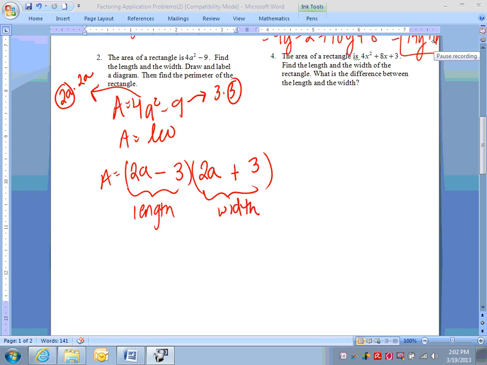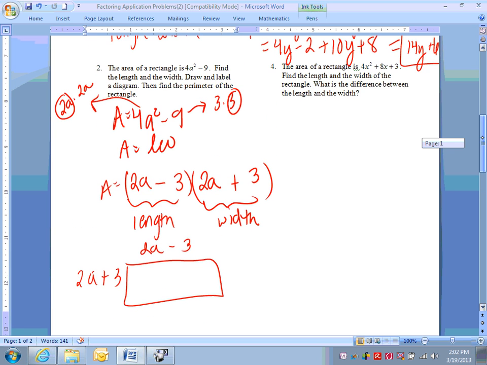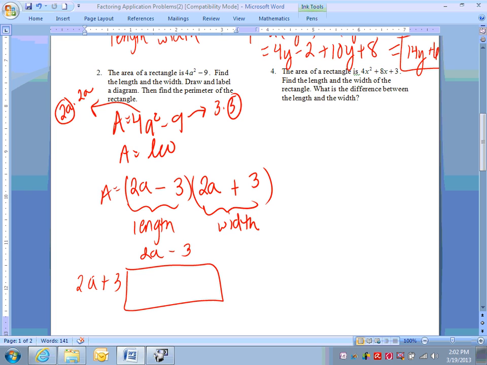So now we need to find the perimeter, or we can actually go ahead and draw our diagram. So I'm going to just draw a rectangle with 2a minus 3 and 2a plus 3 to represent the diagram. Now they're asking us to find the perimeter.